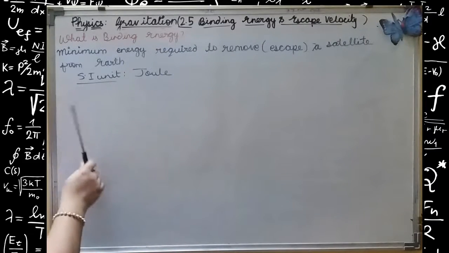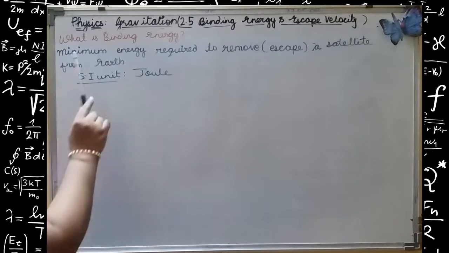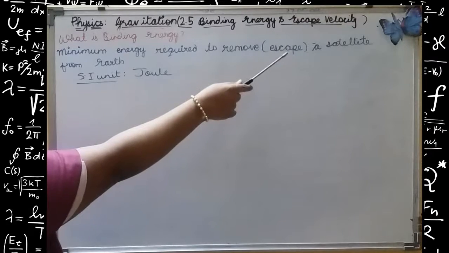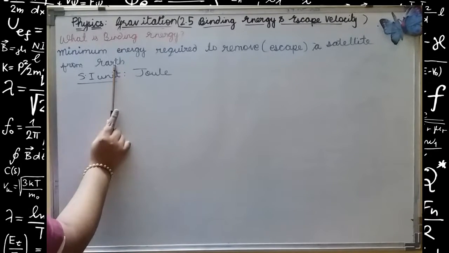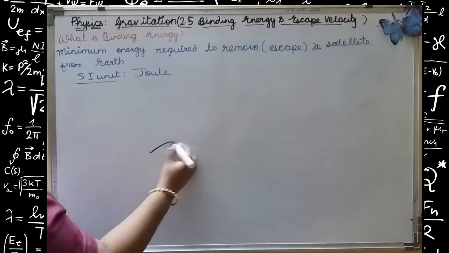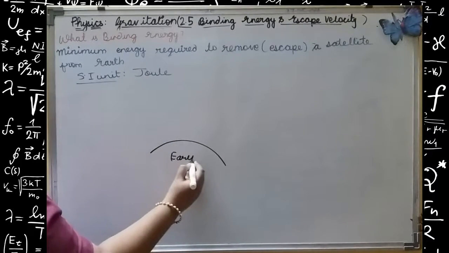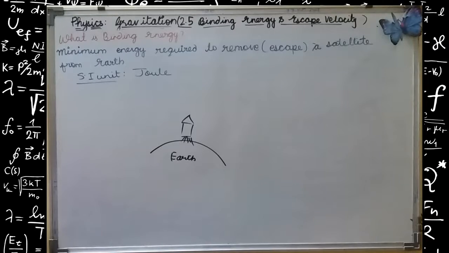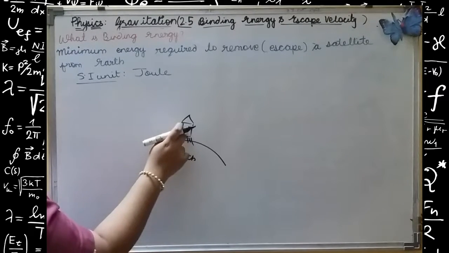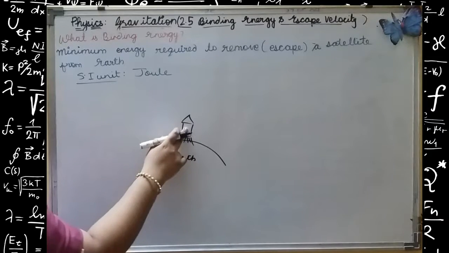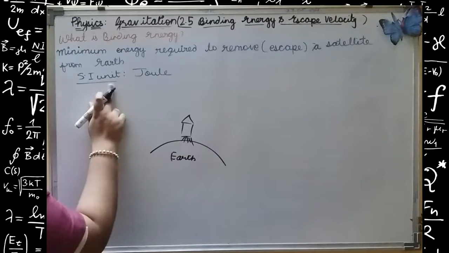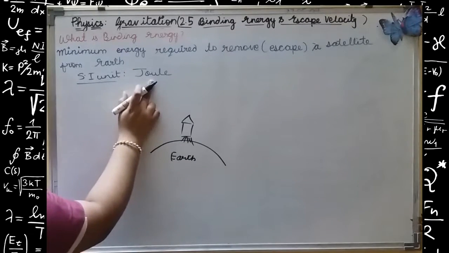Now, binding energy and escape velocity. What do you mean by binding energy? The minimum energy required to remove or escape a satellite from Earth is known as binding energy. Suppose we consider Earth and a satellite or a rocket getting removed from its surface. The energy required to remove this rocket or satellite outside the gravitational pull of the Earth is known as binding energy. Its SI unit is joule. Please do remember this SI unit because it would be used in numericals.